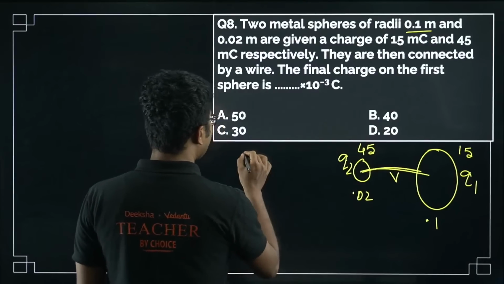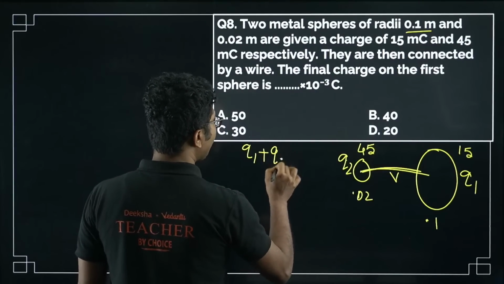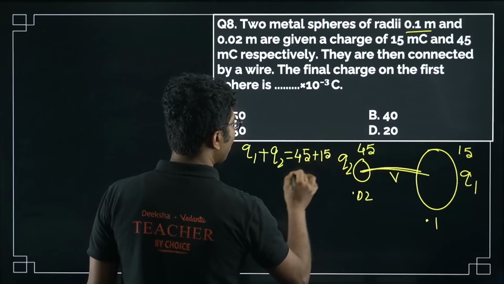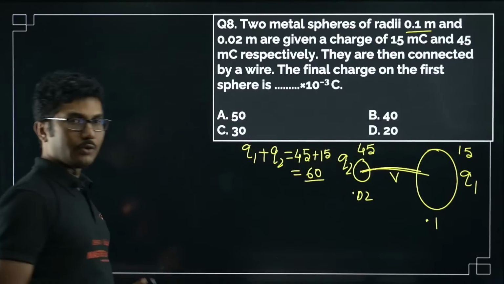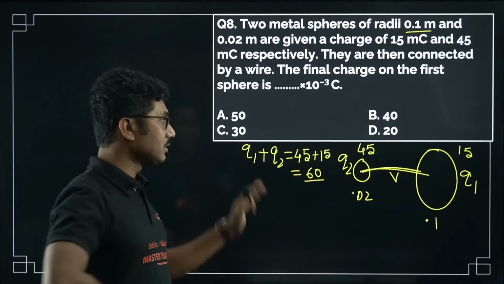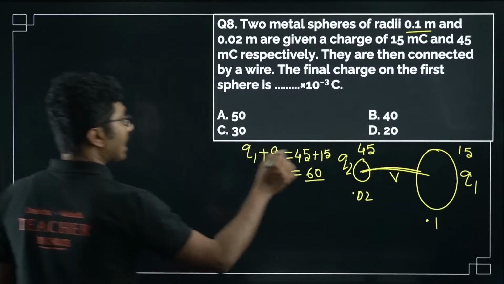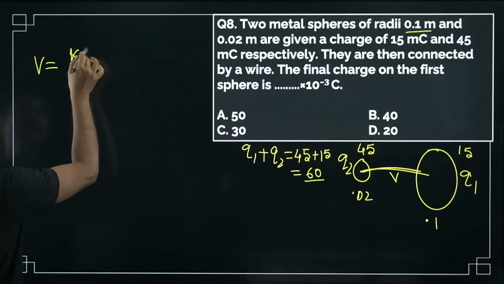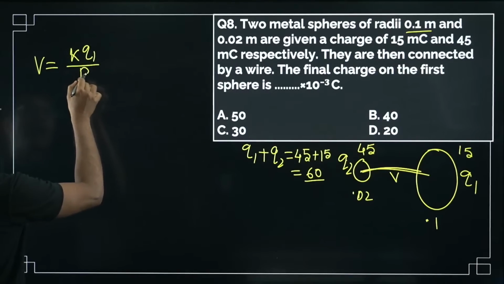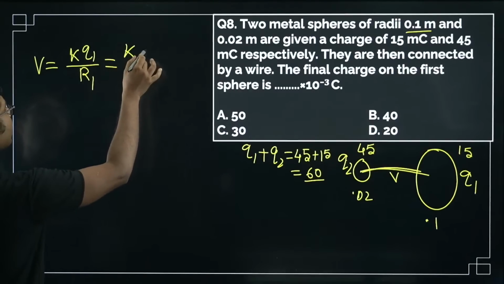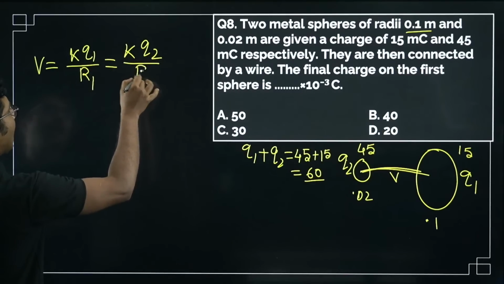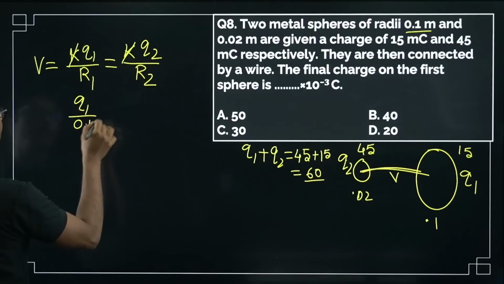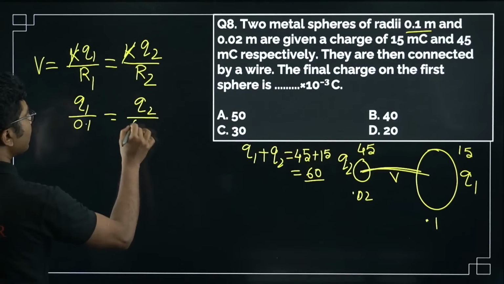Now also you have to remember that from the conservation of charges, Q1 plus Q2 cannot be more or less than this value, right? So Q1 plus Q2 is always equals to 60, but it is not 30 plus 30. You have to understand that. Now what is the potential once everything is touched? So that is our point. So K Q1 by R1, that should be also equals to K Q2 by R2. Now K cancels, we get Q1 by 0.1 equals to Q2 by 0.02.